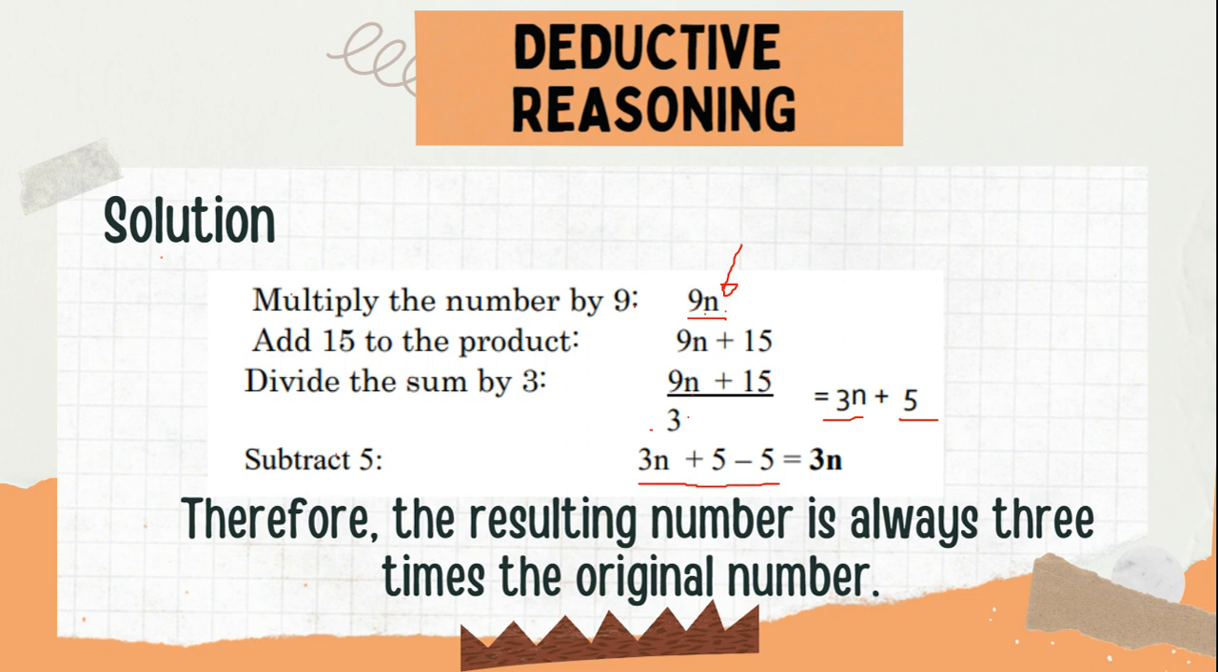So ang pwede nimo mo-subtract ang kapariha lang. So ang 3n wala siya kapariha, wala siya like terms. So diri na ta nga like terms kaning whole numbers. So 5 minus 5 is 0. So crush out na na. And mabilin is 3n. So therefore, the resulting number is always 3 times the original number.